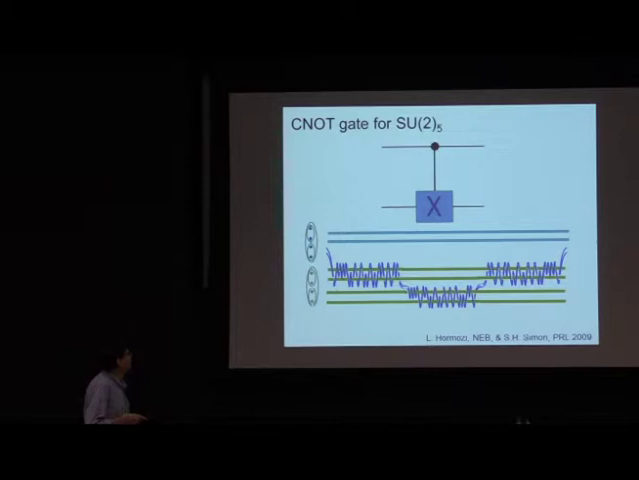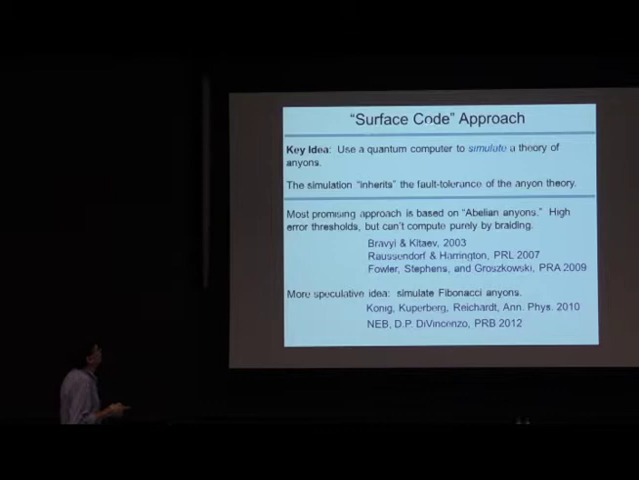But I can at least tell you something about some of the ideas that show up when you start thinking about that. So this would be what could be called a surface code approach. This is my way of thinking about it; a real quantum computing person might disagree. With surface codes, the idea is to use a quantum computer to essentially simulate some theory of anyons. And the simulation then inherits the fault tolerance of the anyon theory. And so even though there's decoherence occurring, as long as it's not bad enough, your computation can be carried out to whatever accuracy is required. Now, the most promising approach by far, and where I would put all of my money if someone said you have to invest in quantum computing, I would not invest in D-Wave.